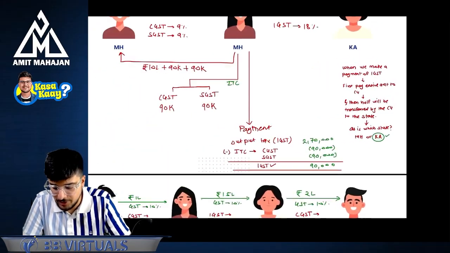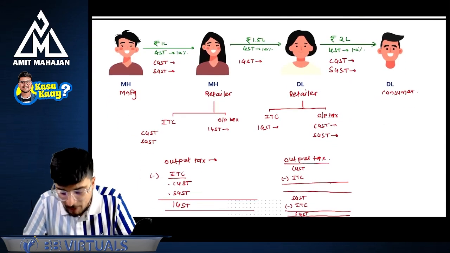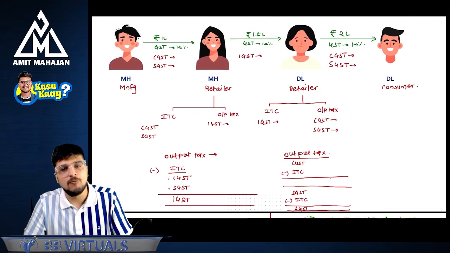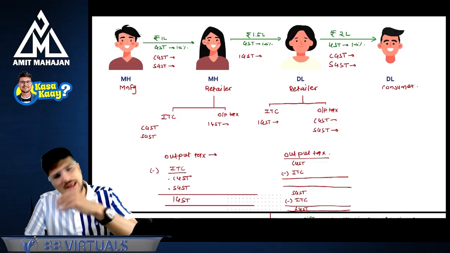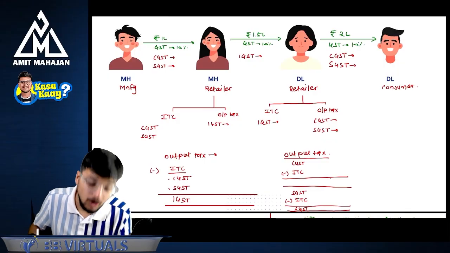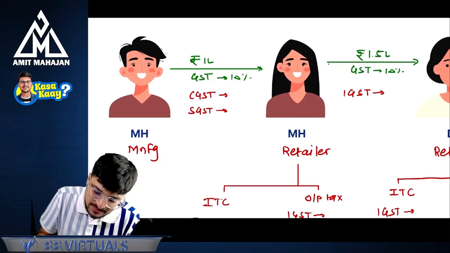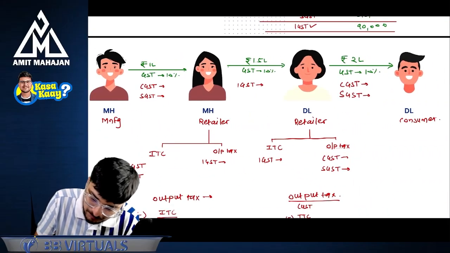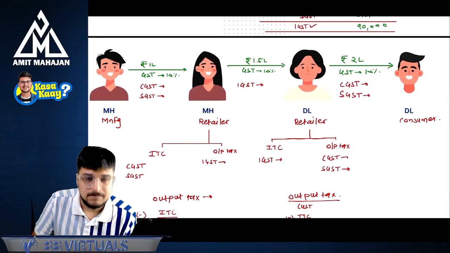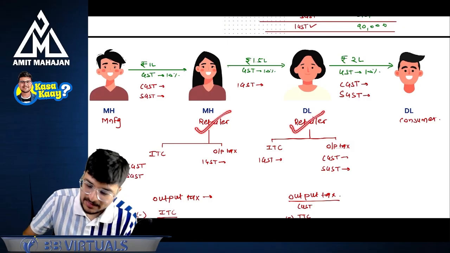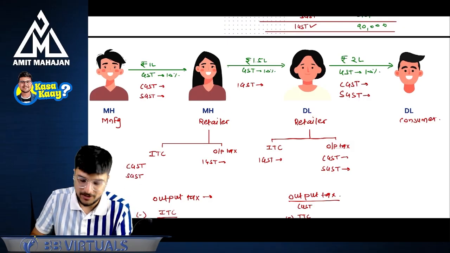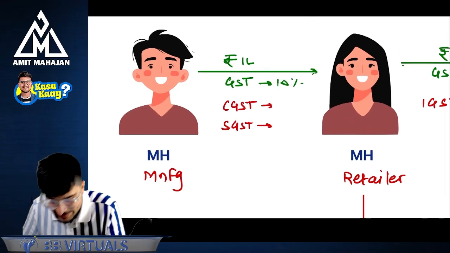Understanding? Sure. Okay. Now let's discuss this master chart. Once you understand this master chart, you'll understand everything which is there in the notebook, in the book. We have four persons now. Number one, manufacturer. Number two, retailer, and consumer. Perfect.